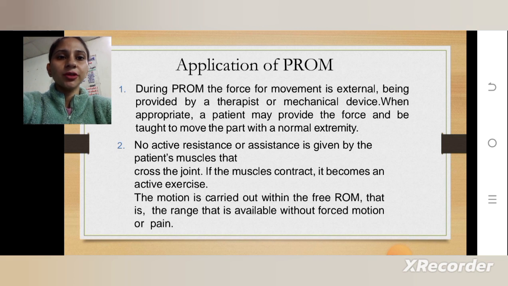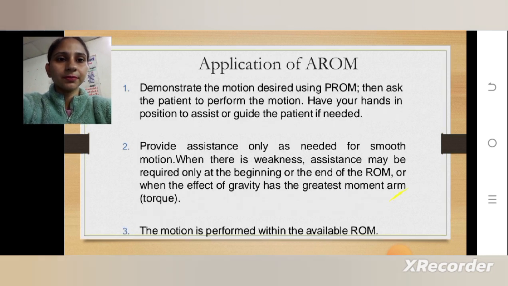Application of passive range of motion. During passive range of motion, the force for movement is external, being provided by a therapist or mechanical device. When appropriate, a patient may provide the force and be taught to move the part with a normal extremity. No active resistance or assistance is given by the patient's muscles that cross the joint. If the muscle contracts, it becomes an active exercise. The motion is carried out within the free range of motion, that is, the range of motion available without forced motion or pain.